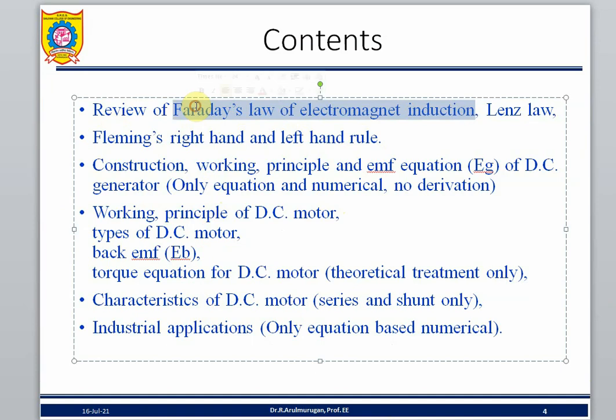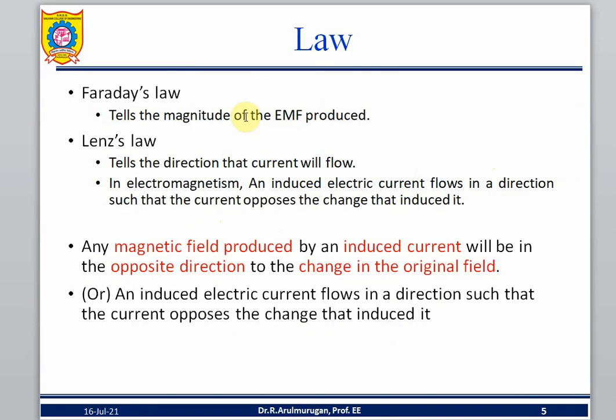Faraday's law of electromagnetic induction. Two coils are separate. I will draw it. When you give the power supply to one coil, current flows in the coil and it creates the flux. This flux is linked to the second coil through the core. With the help of the core, the flux is linked.